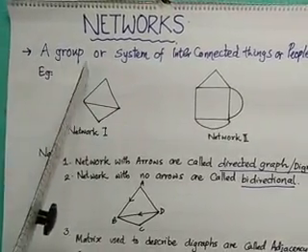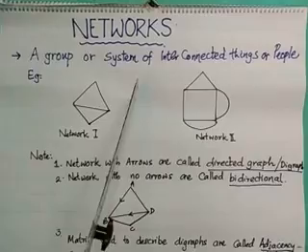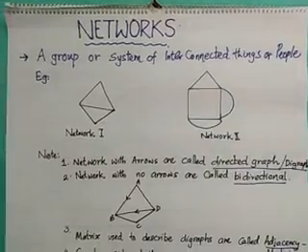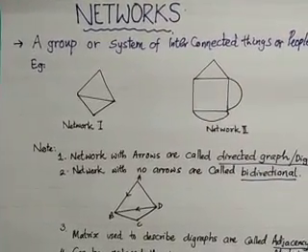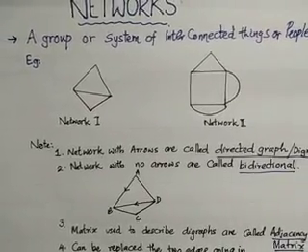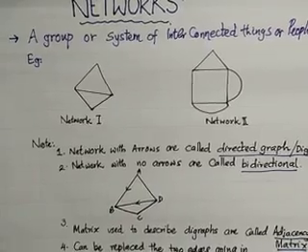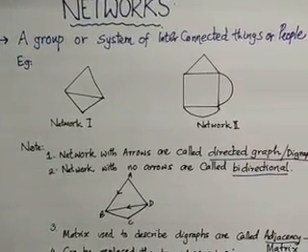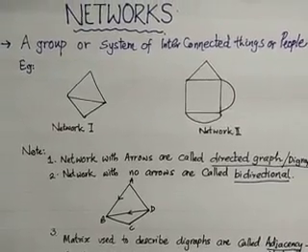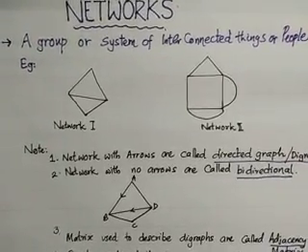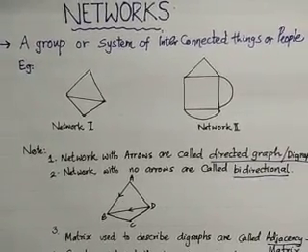Network means a group or system of interconnected things or people. So networks can be interconnected things or people, everything. You know that the biggest network in the world is the WWW, the World Wide Web. So if anything is interconnected, we say that it's an example of a network.